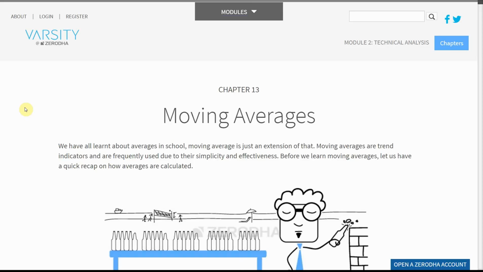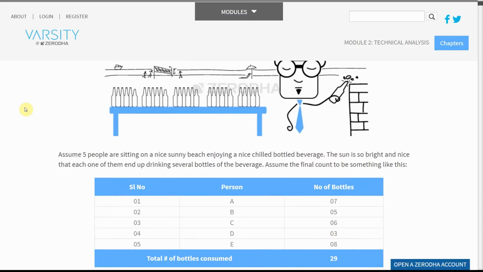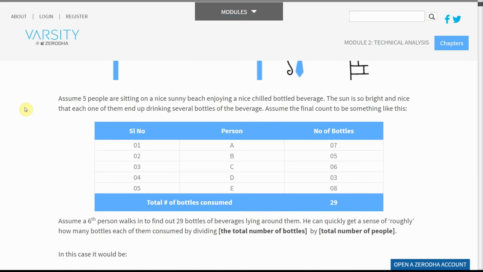Assume 5 people are sitting on a nice sunny beach enjoying a nice chilled bottled beverage. The sun is so bright and nice that each one of them ends up drinking several bottles of the beverage. Assume the final count to be something like this. Person A: 7 bottles. B: 5. C: 6. D: 3. E: 8. Total number of bottles consumed: 29.